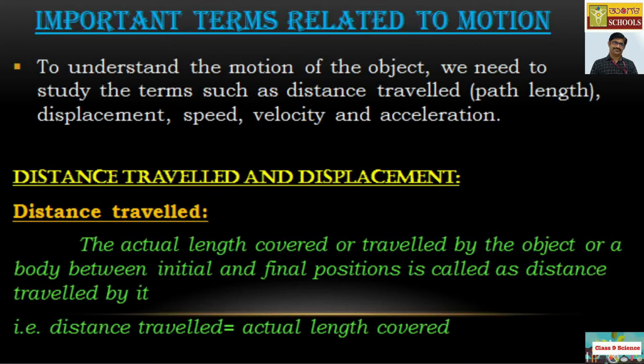Important terms related to motion. To understand the motion of the object, we need to study the terms such as distance traveled or path length, displacement, speed, velocity, and acceleration. Let us try to understand those terms one by one. First will be distance traveled and displacement.